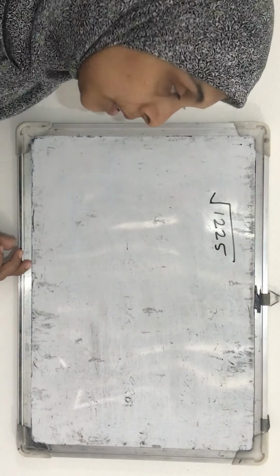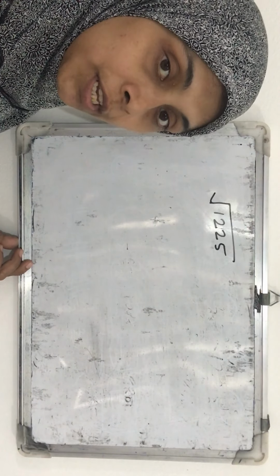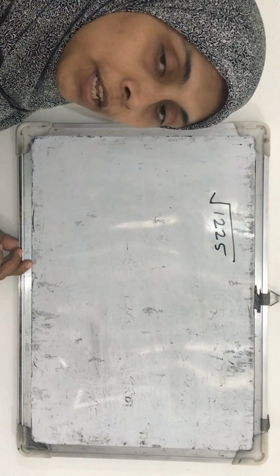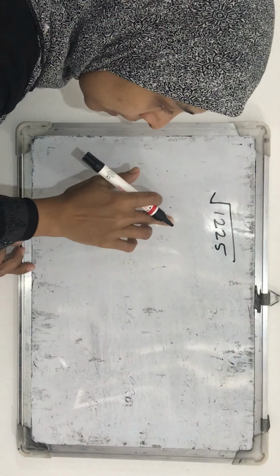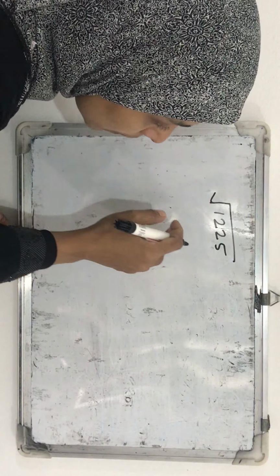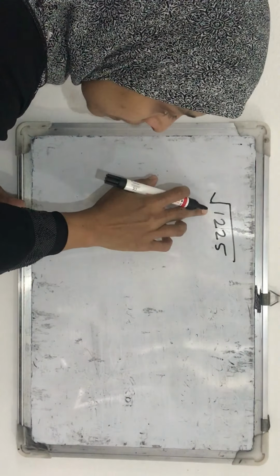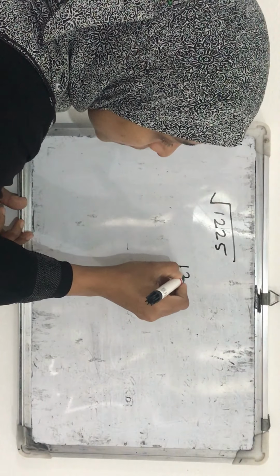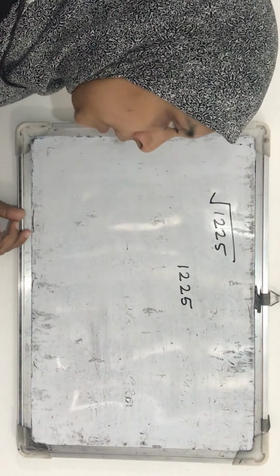But if the question asks, find the square root of 1225 using the long division method, then we want to use that same method, long division. For that, first we want to make a group. We want to make pairs of this number. Here, how many digits? 1225. Four digits are there.